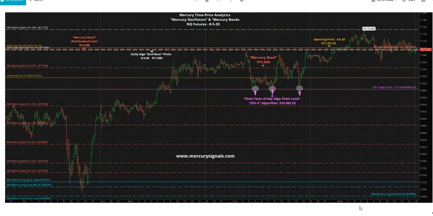NQ chart 6. Here is NQ for today. Now again, Groundhog's Day. Opening print today, 11,101. It closed right on the opening print. I mean, right on the opening print, right on the daily bull bear pivot, no extension whatsoever. Like I said earlier, this tape is extended, tired, and sloppy.